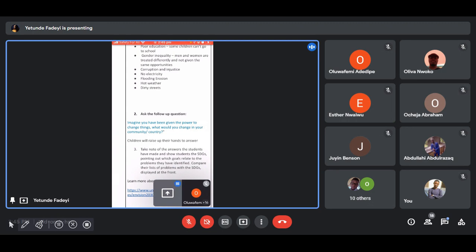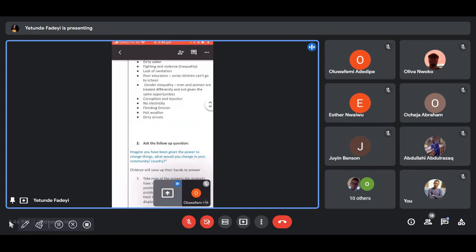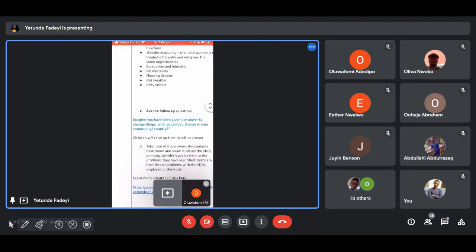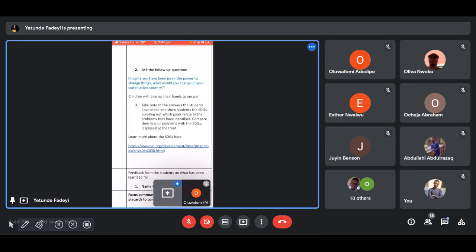So the second follow-up question would basically help children channel their responsibility trait, so to speak. So if they are given power to change things within their community based on question 1, how would they go about it? So this in itself would help us advocate for the SDGs there and then.